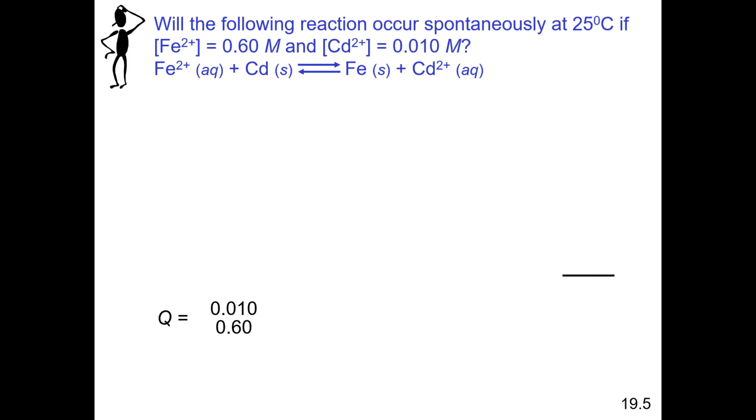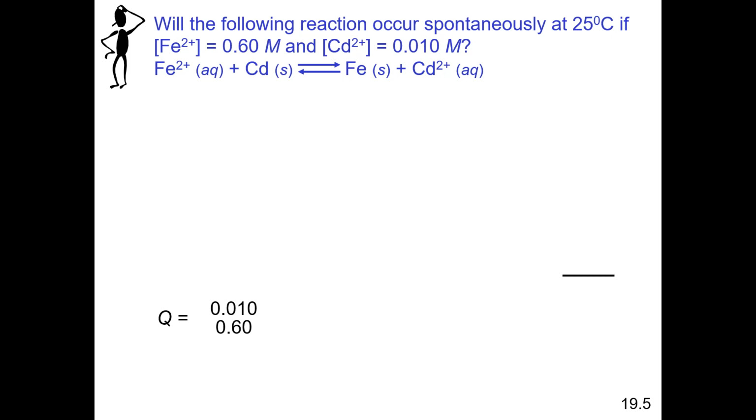We could use the standard EMF or the EMF of the cell. If the EMF of the cell is greater than 0, that means that the reaction is spontaneous. If the EMF of the cell is less than 0, the reaction is non-spontaneous. So it's a matter of convenience which you choose. You could also try to find K, right? The one that would be more convenient, in my opinion, would be the EMF of the cell, because we can use the Nernst equation.